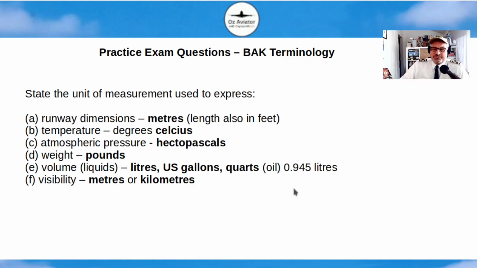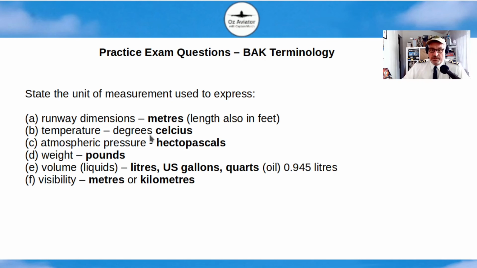Okay. State the units of measurement to express runway dimension. Runway dimensions are always in meters. The width of the runway and the length of the runway. But you'll also see the length of the runway referred to in feet in certain publications. The reason for this is a lot of aircraft from the States and also the UK still have reference in their pilot operating handbooks to how long it takes for an aircraft to take off and land in feet. So in Australia we use meters, but there's also some references in there to feet.